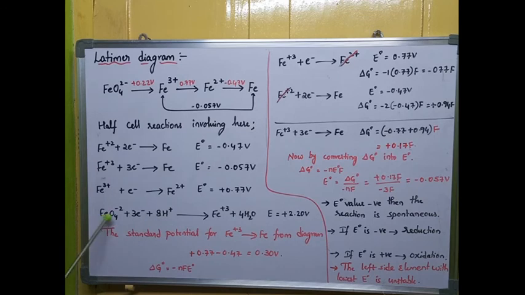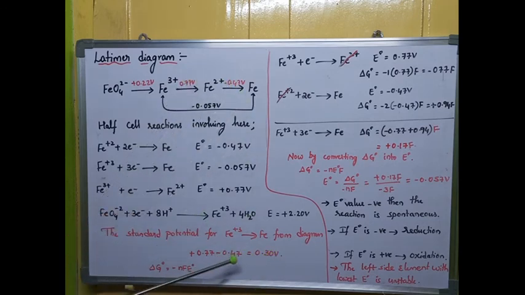Hence we can take the reaction of FeO4 2-. If you add 3 electrons and protons, this reaction takes place in acidic medium, which is the reason we are adding H+ ions. If converted into Fe3+ and 4H2O, it requires plus 0.22 volts. These are the E0 values of the particular reactions. The standard potential for Fe3+ to Fe from this diagram is minus 0.057 volts. But if we add both these values directly, we will get 0.30 volts.